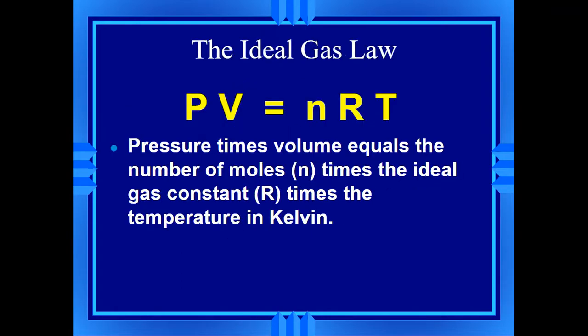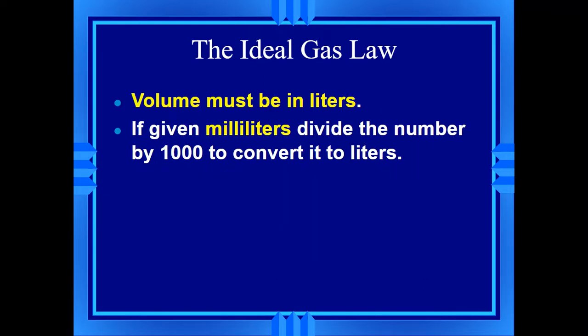All right, so moving on to the ideal gas law, that's the equation PV equals nRT. This is on your reference table, where P is your pressure, V is your volume, n is your number of moles, R is your gas constant, and T is your temperature. Remember, temperature is always going to be in Kelvin when we're dealing with gases. Your volume must always be in liters. If it's given to you in milliliters, you need to convert it to liters.